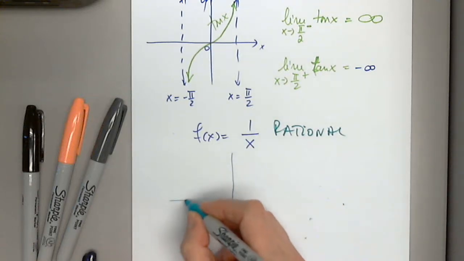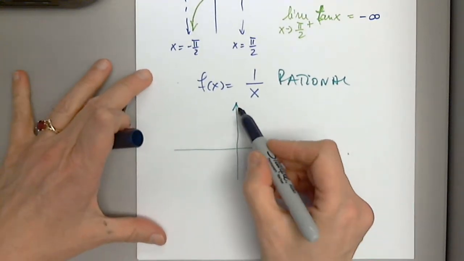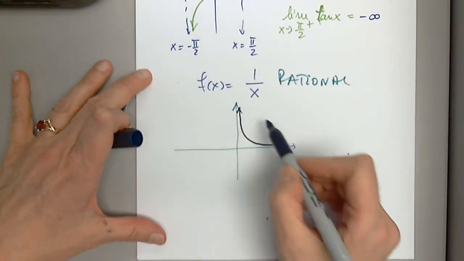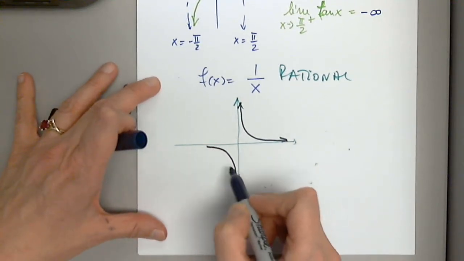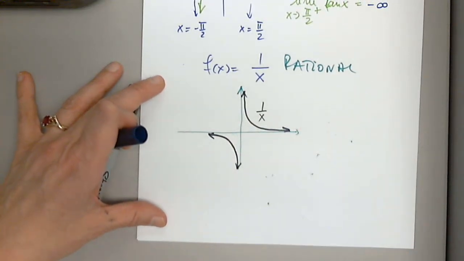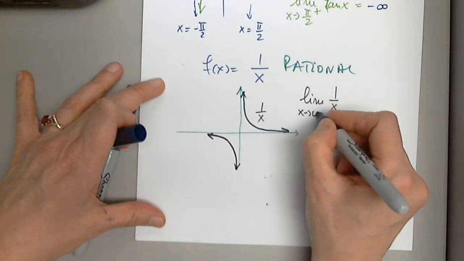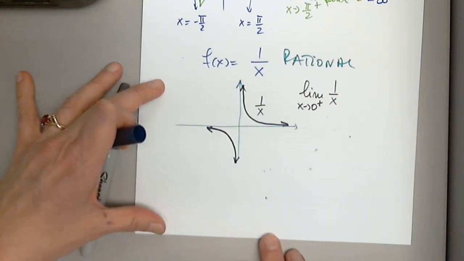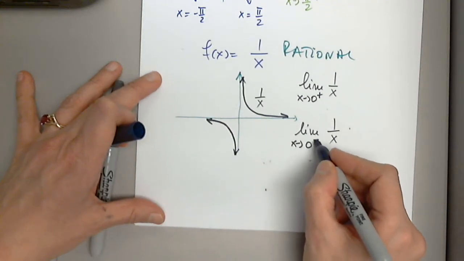So here's the graph of this simplest possible rational function. There is no other rational function simpler than this one. Okay, here's the graph. It does not touch the x-axis. So this is the function 1 over x. Now I have two questions here: the limit of 1 over x as x approaches 0 from the right, and the limit of 1 over x as x approaches 0 from the left.